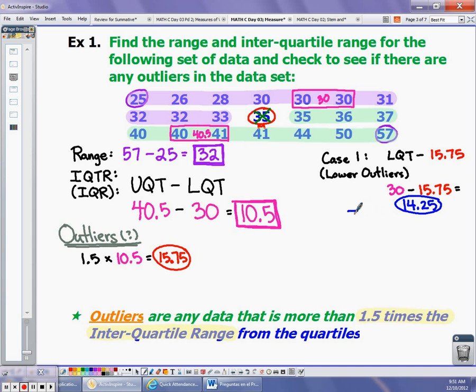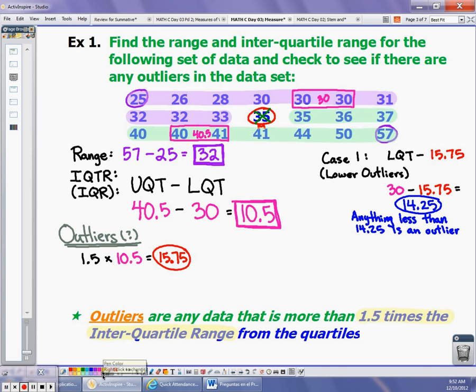So I'm just going to write a little note to myself. Anything less than 14.25 is an outlier. So I don't have anything less than 14.25. My smallest number is 25. So I don't have any outliers on the lower half.